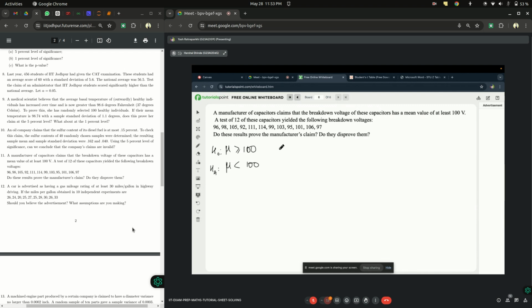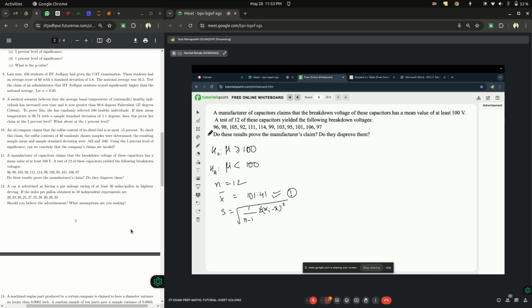Now it is saying a test of 12 capacitors, n equal to 12, and the distribution is given. Somehow I got my x bar as 1.101.41. I need to check it. And you need to find S also. The formula of S is the square root of 1 by n minus 1 times the summation of xi minus x bar whole square.